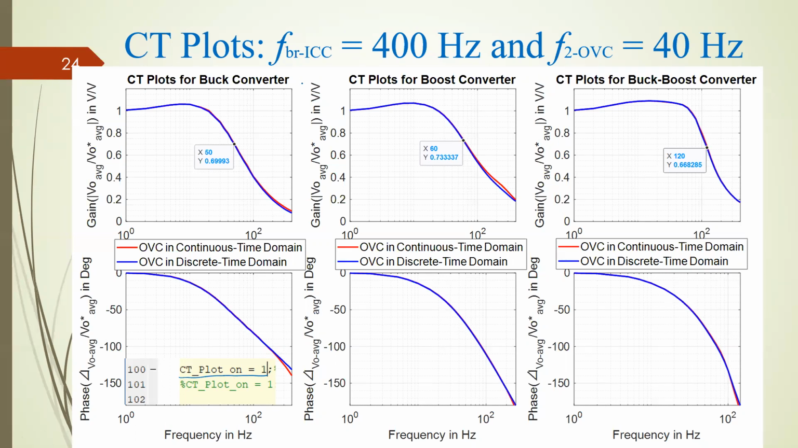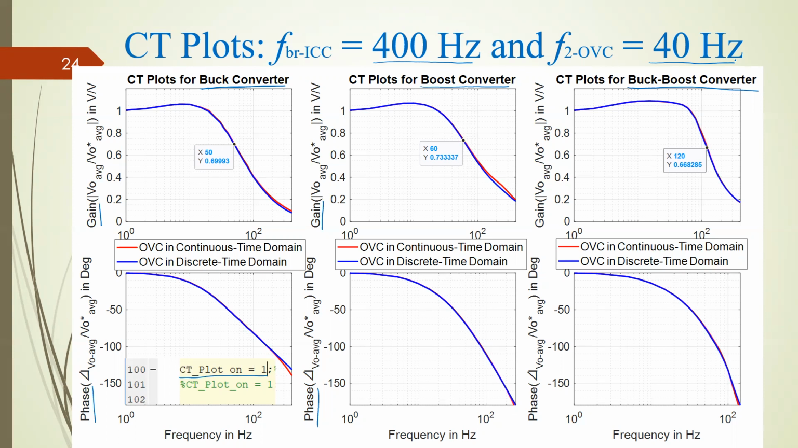So this is the Bode plot for the command tracking for the buck converter in the first column. The second column is the boost converter, and the third column is your buck-boost converter. The first row is your gain, and the second row is your phase plot. And you can see these are the parameter settings. Our inner current control loop is tuned for 400 Hertz. Your outer voltage control loop, the second eigenvalue, is tuned at 40 Hertz.